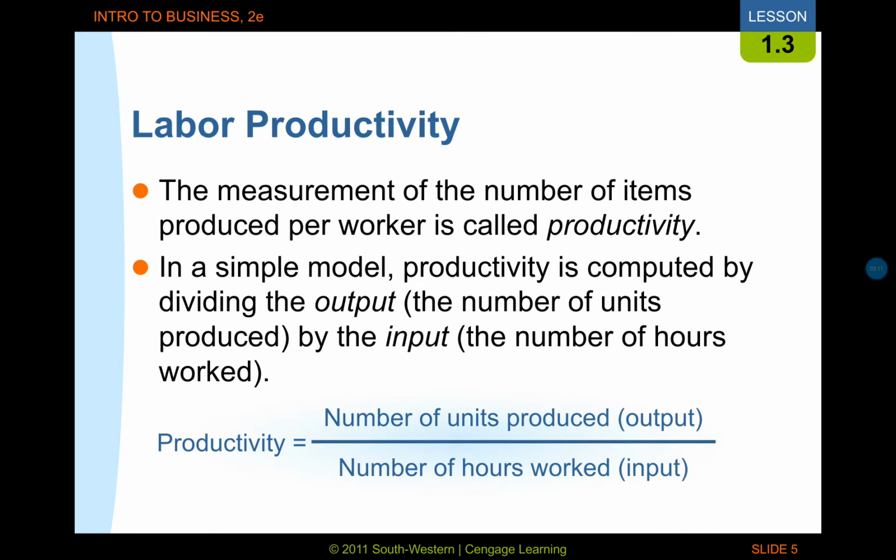For example, if we had a worker that produced 4,000 units, that would be our output. And say they took 80 hours to produce those 4,000. That would be our input. So we would take the 4,000, divide it by the 80 hours, and that would give us a productivity for that worker of 5.